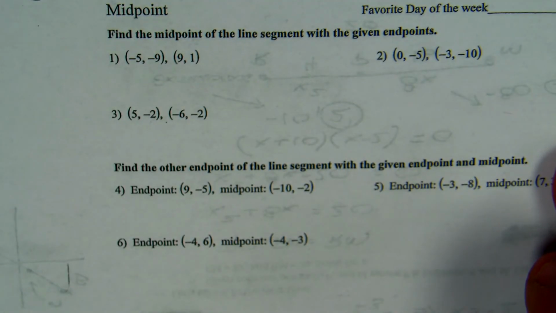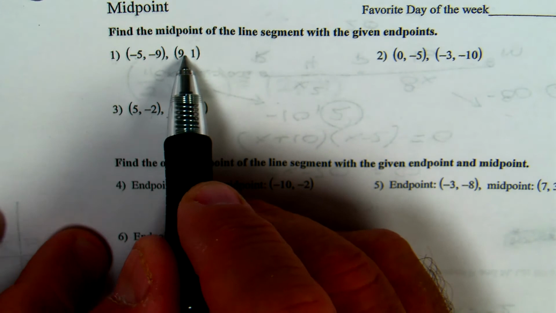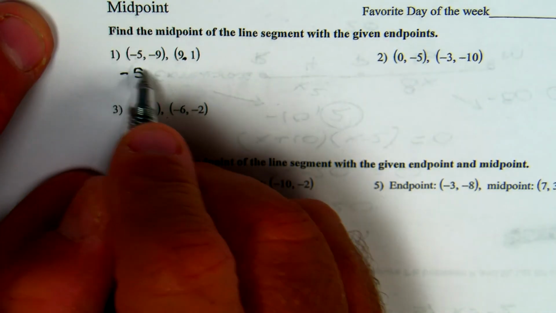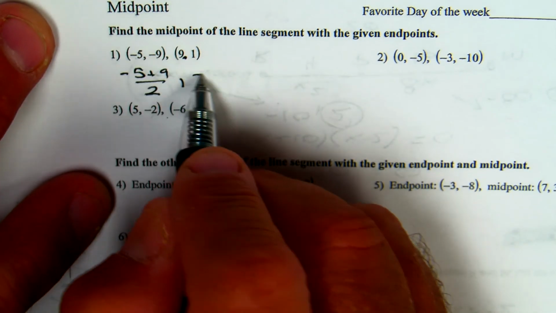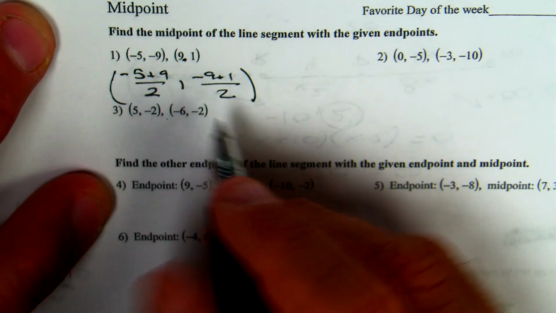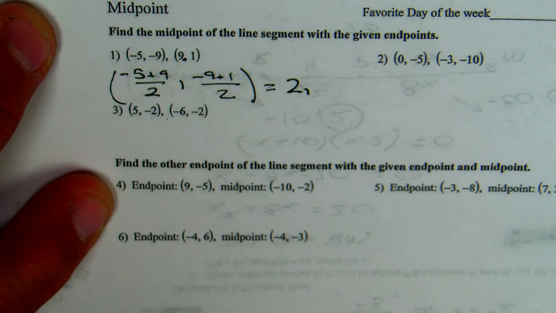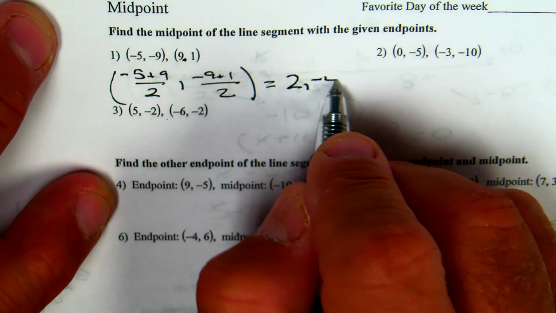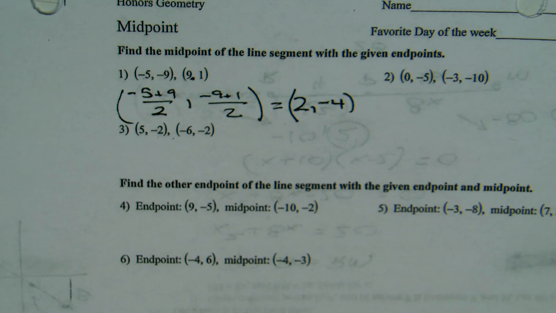Find the midpoint of the line segment with the given endpoints. So when we add them up, -5 plus 9 divided by 2, comma, -9 plus 1 divided by 2. -5 plus 9 is 4. 4 divided by 2 is 2. -9 plus 1 is -8. -8 divided by 2 is -4. So (2, -4) is the coordinates. Again, all you're going to do is add up and divide by 2.